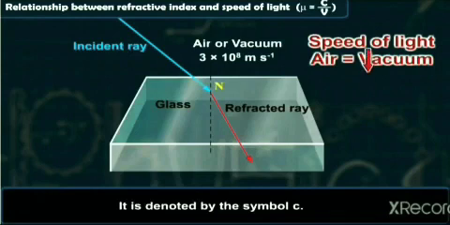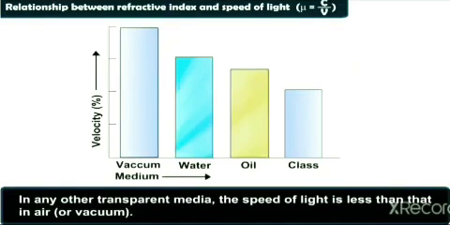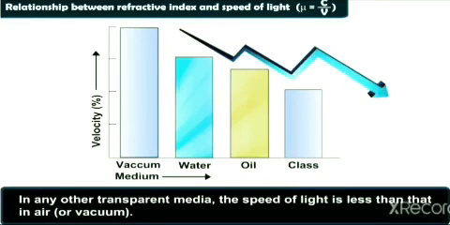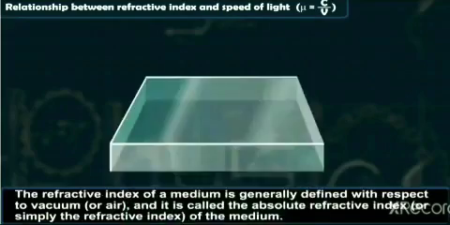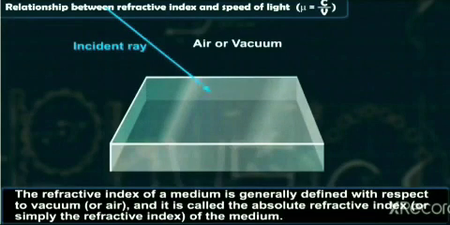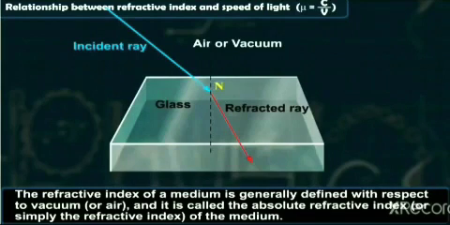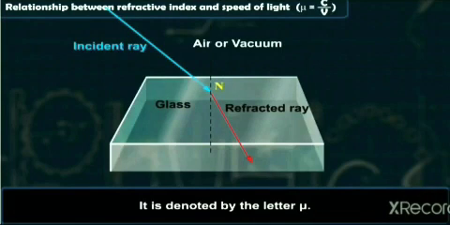It is denoted by the symbol c. In any other transparent media, the speed of light is less than that in air or vacuum. The refractive index of a medium is generally defined with respect to vacuum or air and is called the absolute refractive index or simply the refractive index of the medium.